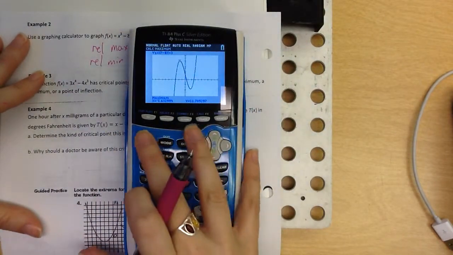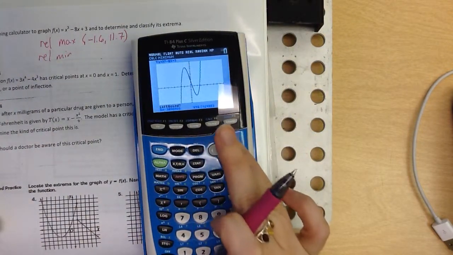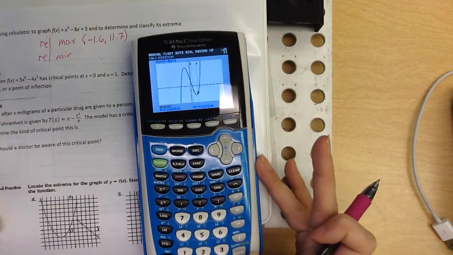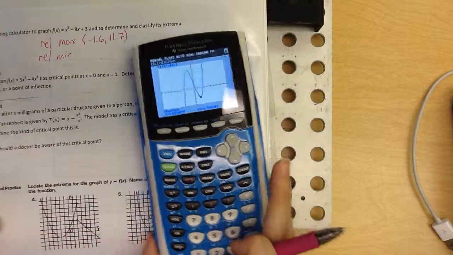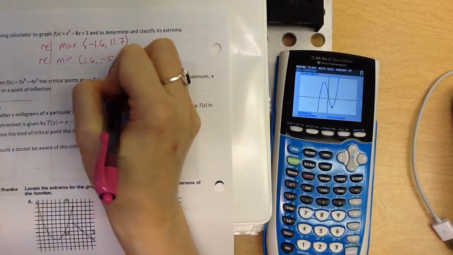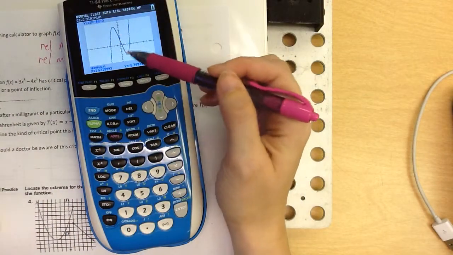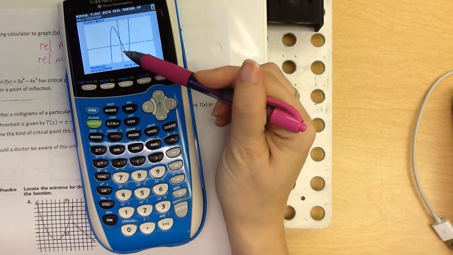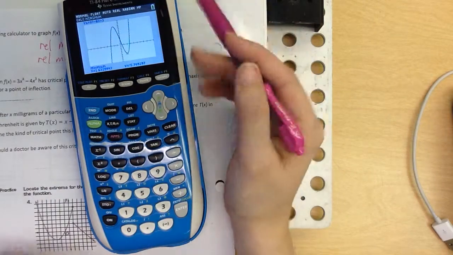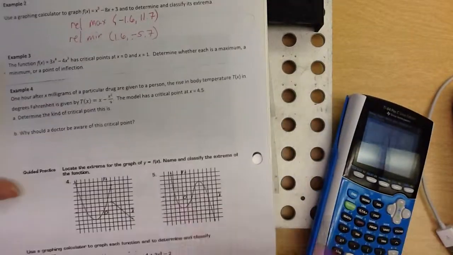So let's do the minimum. Second trace 3. Somewhere between here and here. And the relative minimum is at 1.6, negative 5.7. Be careful, if you ask for the maximum when you actually mean minimum, it'll try and find the highest point in the area you picked, but it's not going to be what you want. So make sure you're pushing the right button. And that's it. That's all there is for that one.